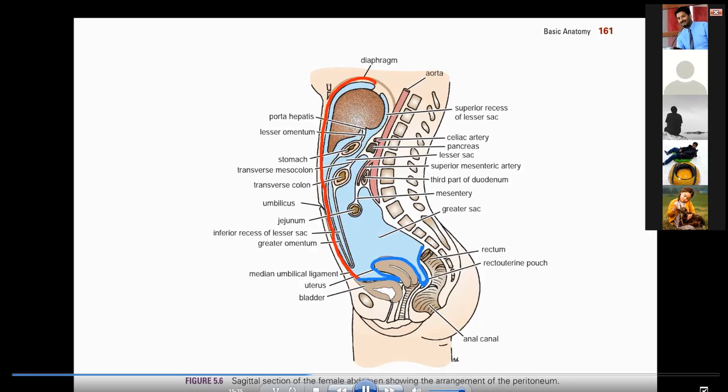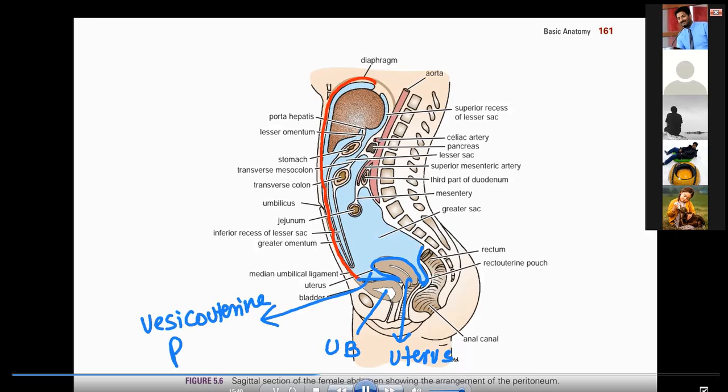This visceral peritoneum in the pelvic region forms two pouches. One pouch is forming between the urinary bladder and the uterus. This pouch is known as vesicouterine pouch. Which pouch? Vesicouterine pouch.